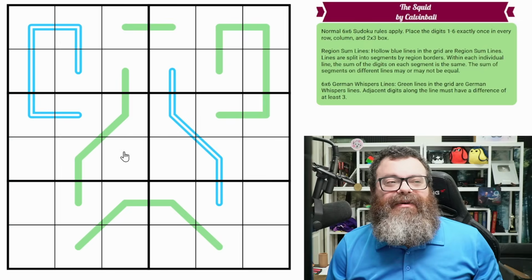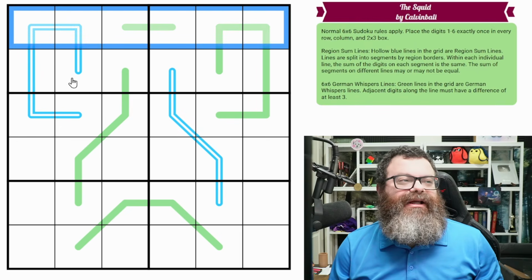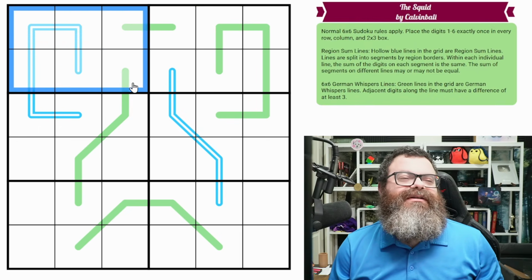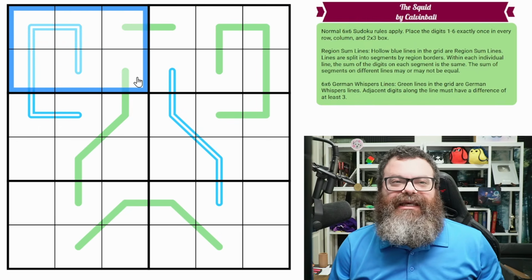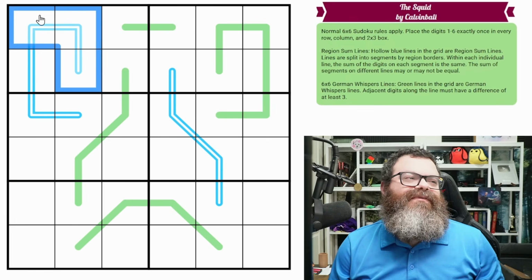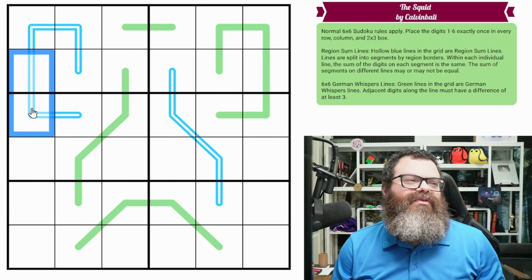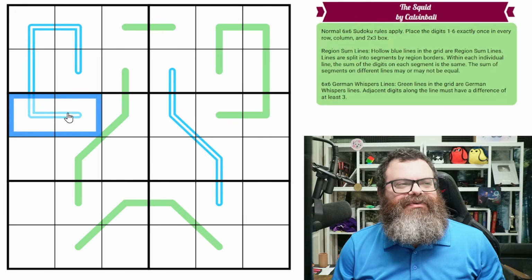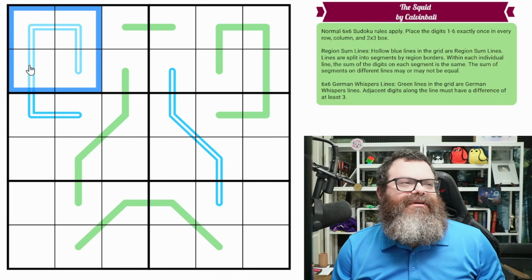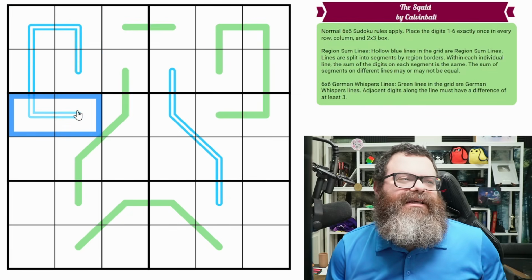So we have normal 6x6 Sudoku rules. That means in each row, each column, and each 2x3 box, we are placing the digits 1 to 6 exactly once each. We also have region sum lines in the grid. The way these work is whenever they cross a box boundary, we start a new segment. So these 4 digits here are a segment, and these 2 digits are a segment.